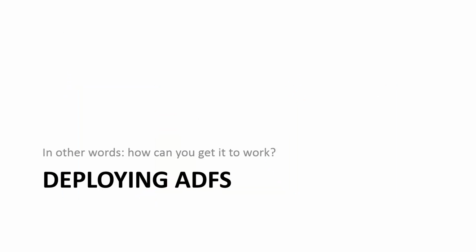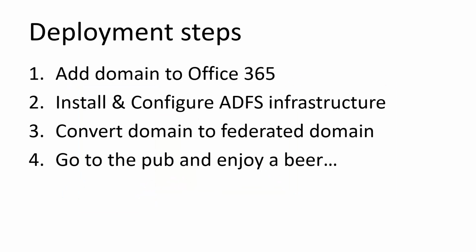Okay, so how can you get it to work? Generally, there are a few steps to run through, and these steps are very, very high level. First, you add a domain to Office 365. Next, you install and configure the ADFS infrastructure, of course following the different best practices, the deployment considerations that we talked about earlier. And once you've done that, you go back into Office 365 and you convert the domain, which is a standard domain, to a federated domain.